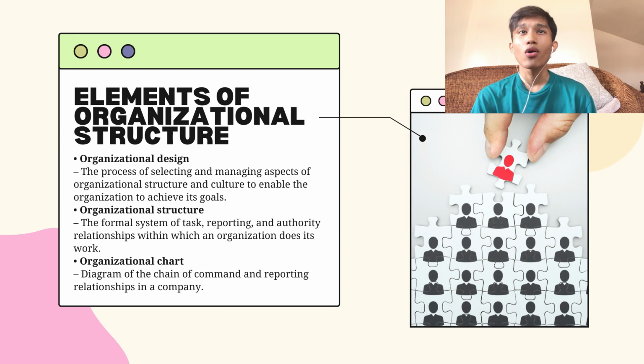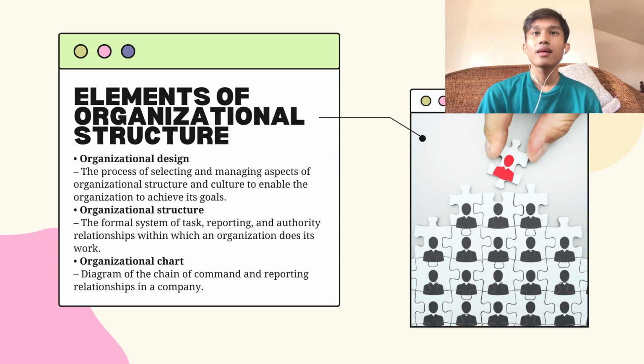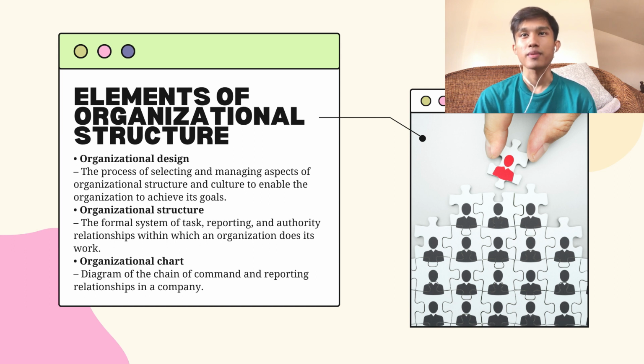And lastly, an organizational chart is a diagram of the chain of command and reporting relationships in a company. So this helps to provide a visual representation of the different relationships that exist within an organization and how they interact with each other. The chart typically includes boxes representing different positions in the organization, as well as lines connecting the boxes to indicate reporting relationships and lines of authority.